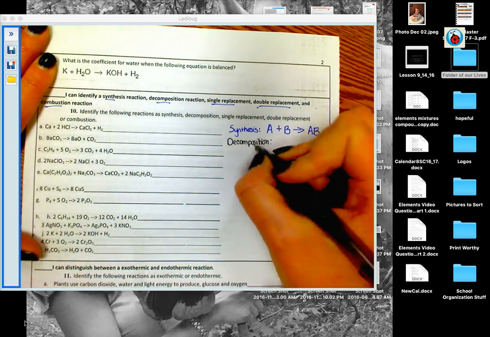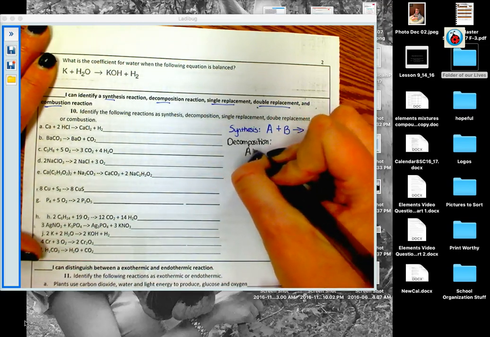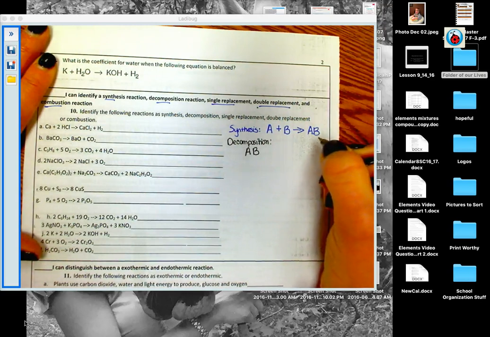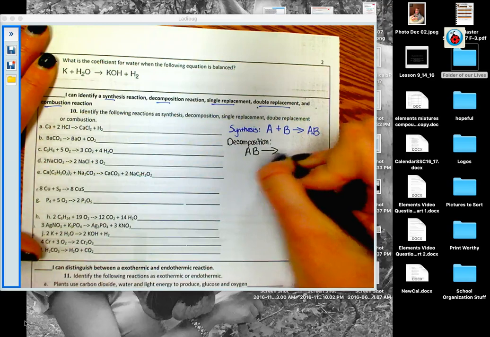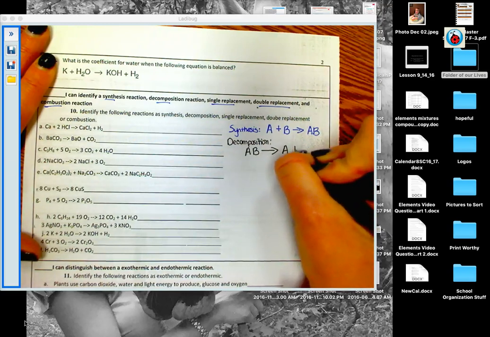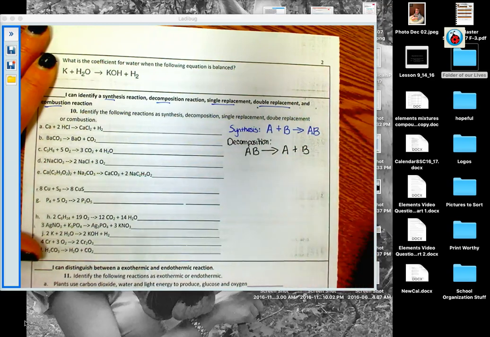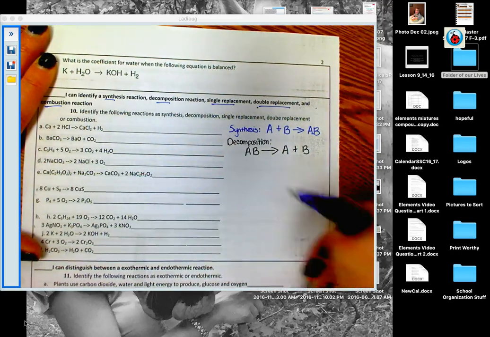Decomposition always means to break something down. So that means we're going to start with a substance of some type that is already together. And then after the reaction takes place, we're going to be left with not one, but two entirely separate substances.